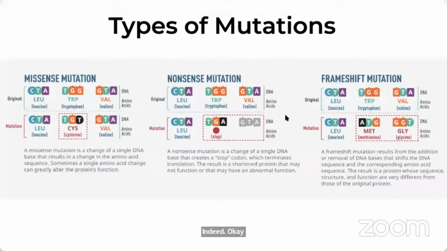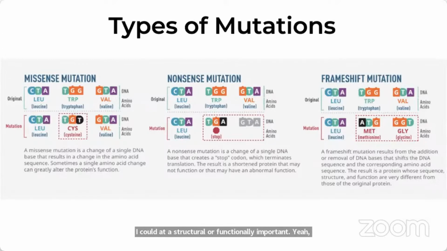We spoke about point mutation, and focusing on the types of mutation from the point of view of the amino acid sequence that these mutations encode for, we can categorize them into missense, nonsense, and frameshift mutation. A missense mutation is characterized by a point mutation at the nucleotide level that results in changes in the amino acid sequence, right? Sometimes this single amino acid change may occur at a structurally or functionally important location, and may end up greatly changing the protein's function.